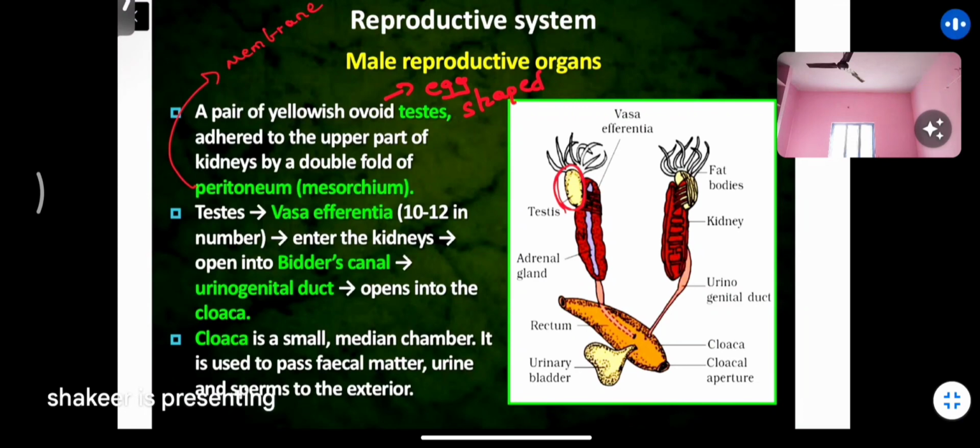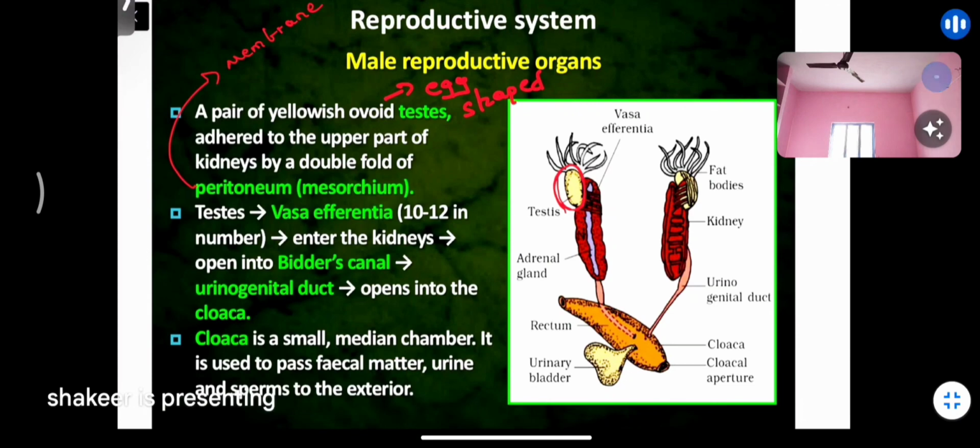The testis releases the sperms. The sperms pass through a passage inside the kidney. Then it opens into the cloaca of the frog. But in the case of the female frog, the eggs which are released don't pass through the kidney. They have a separate passage, and directly that passage opens into the cloaca. So this is a difference between the male frog and the female frog. Are you able to understand?